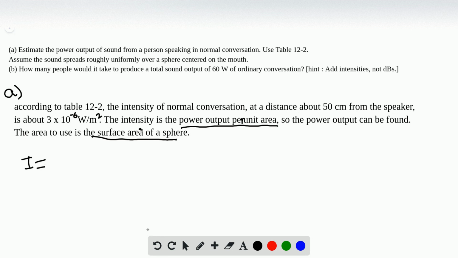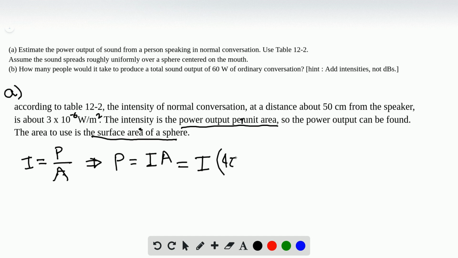So we can write that intensity is equal to power over unit area. Now we can write this as power, which is equal to intensity times area. And for our case, we know that intensity is 3 times 10 to the power minus 6, and area is the area of the sphere. So we'll have I times 4 pi r squared, which is the area.